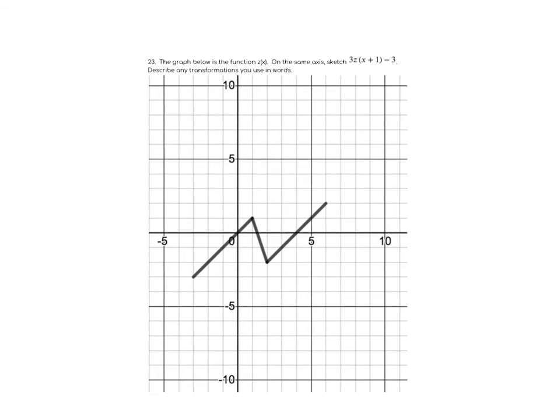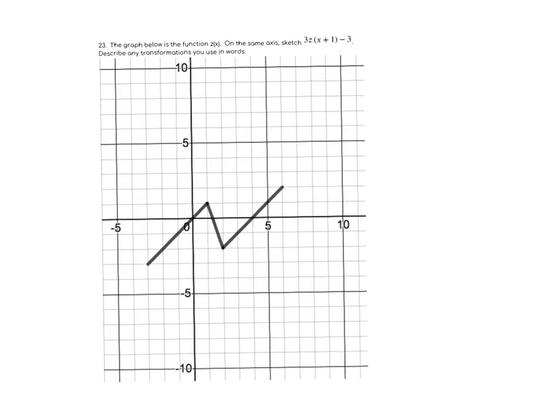All right, here we've got the graph z of x, and we're asked to find 3z of x plus 1 minus 3. Let's do the same thing. We're going to find some old points and then transform them. So let's just put these guys down. That's going to be at negative 3, negative 3. The next part of our zigzag is going to be at 1, 1. That's nice. And then we're going to be at 2, negative 2. And then finally, we're going to be at 6, comma 2.